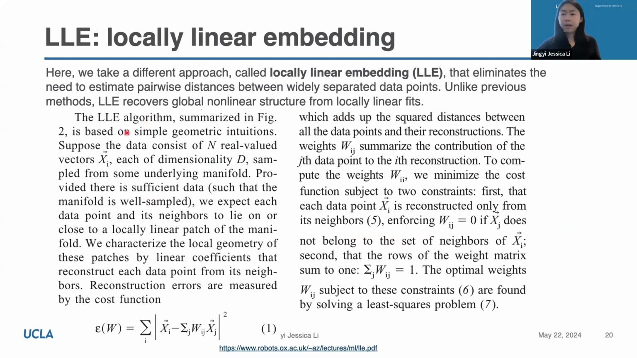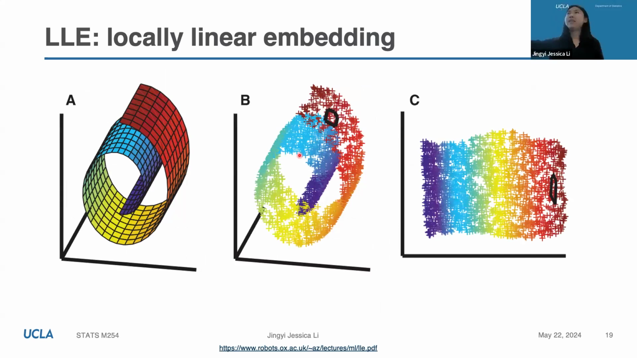So this is what the author said. They take a different approach called LLE that eliminates the need to estimate pairwise distances between widely separate data points. So it doesn't have this geodesic distance step. Unlike previous methods, LLE recovers global nonlinear structure from locally linear fits. The assumption is that even though the Swiss roll is globally nonlinear, for a local neighborhood, as in calculus, we can approximate a curve locally by a line.